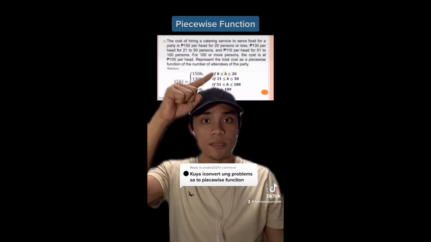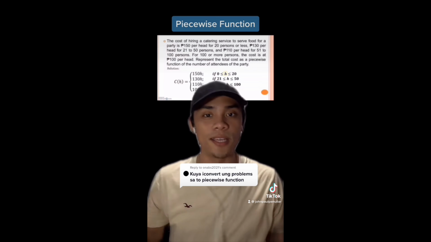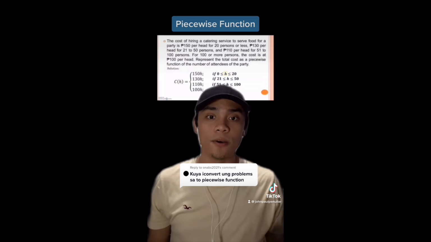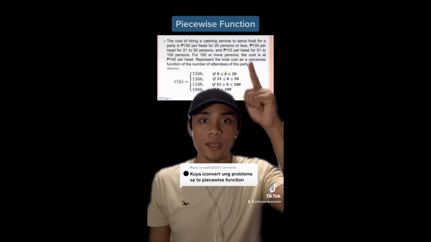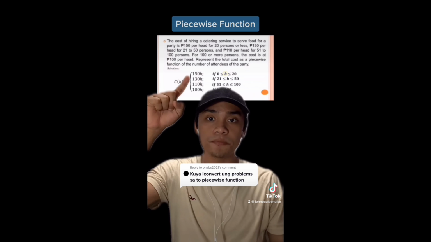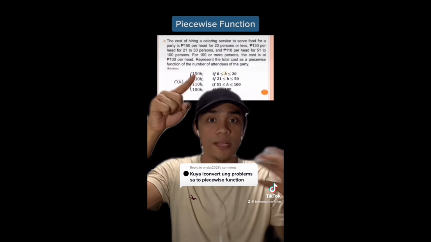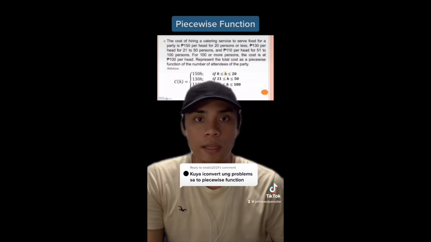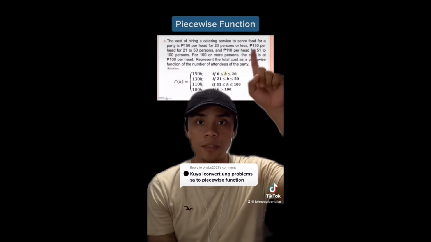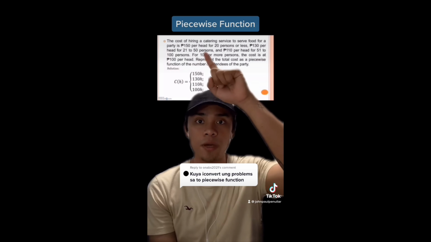And why did you start at 0? Because you don't have a negative number of people. Okay? So, from 0 to 20, our price will be 150 times the number of people, or number of heads. Okay? And then, the next one says 130 pesos per head for 21 to 50 persons.